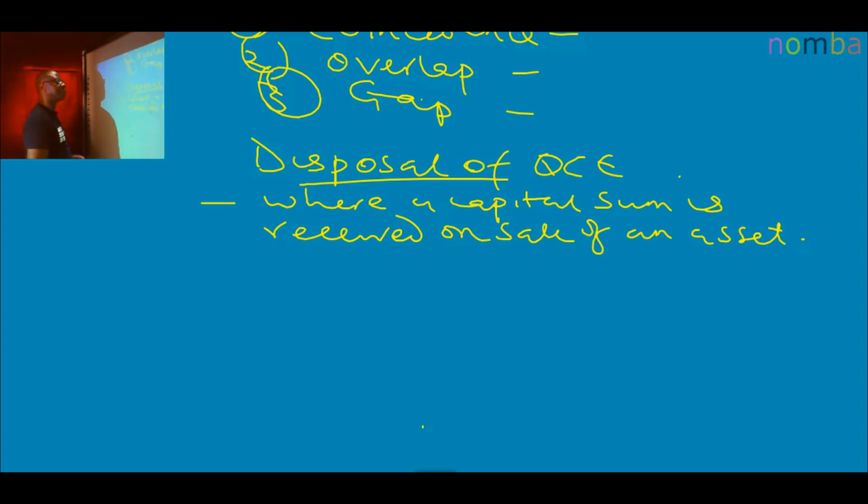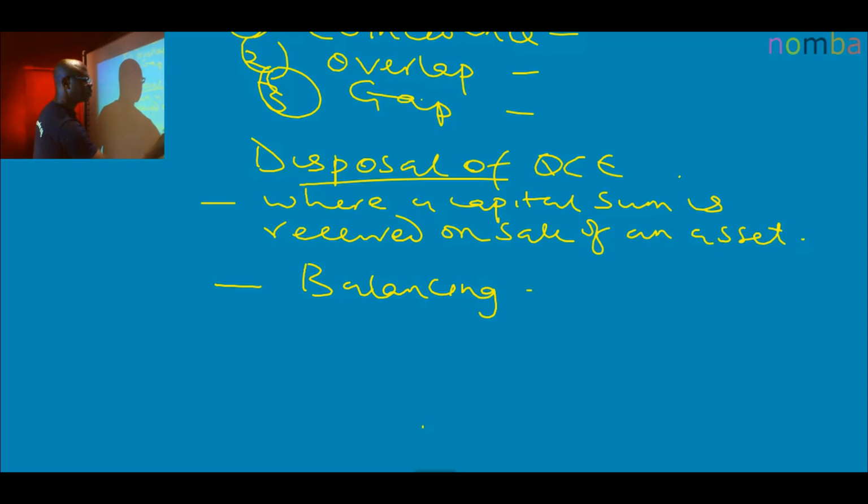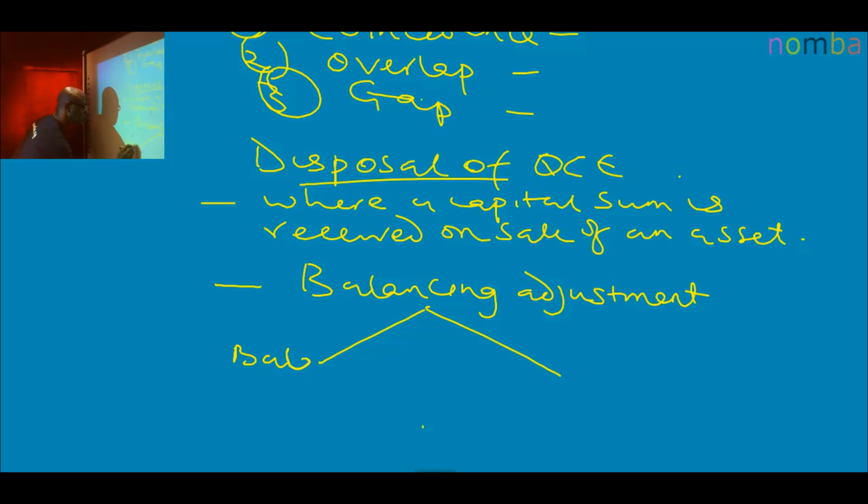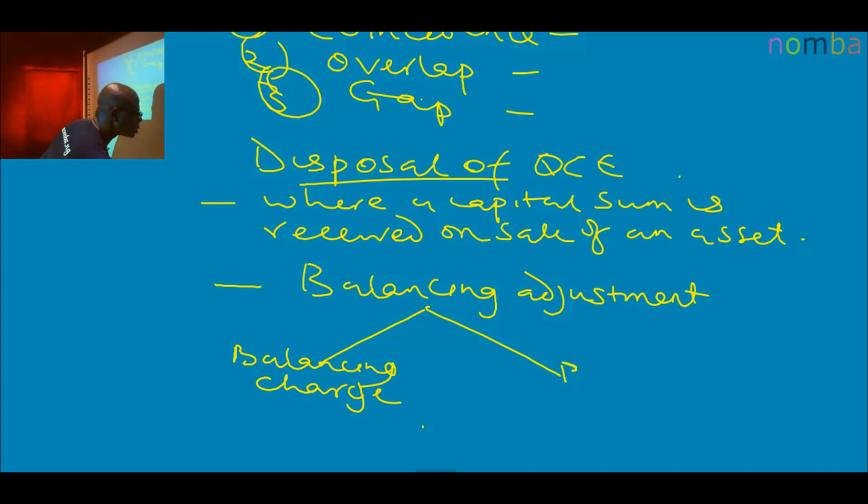So, when there's a disposal, what happens? There will be need for us to determine what is called balancing adjustment. This is where much of the work is. Your balancing adjustment could result in either a balancing charge or a balancing allowance.